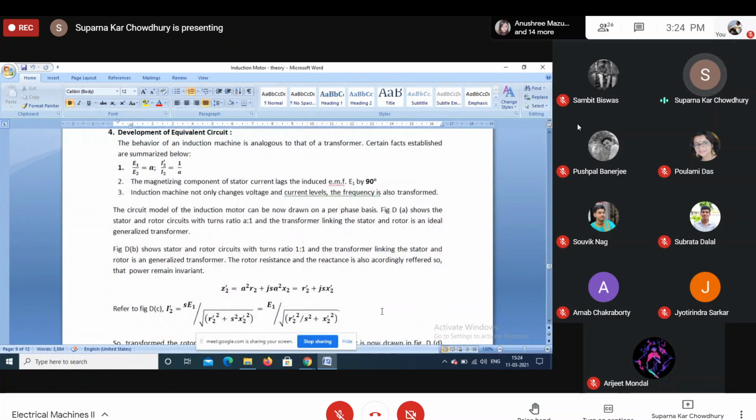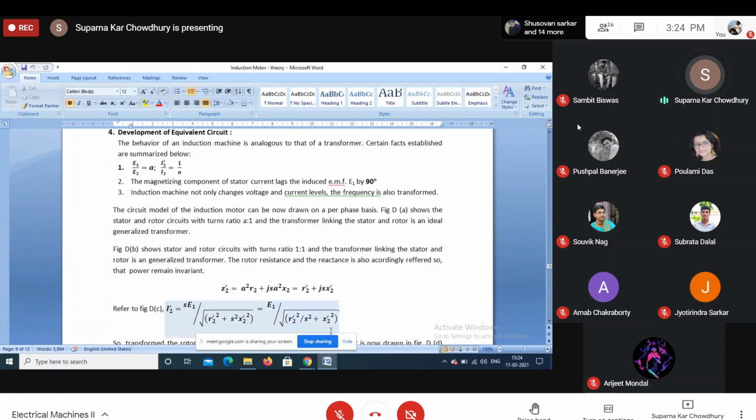And the induction machine not only changes voltage and current levels, the frequency also is transformed. And so we have seen that it is called the generalized transformer. That is, in a transformer, the voltage and current level changes in the secondary circuit, and in an induction motor, in the secondary circuit, voltage and current level as well as frequency change, because the absolute frequency of the secondary is something different. It is the slip frequency. The circuit model of the induction motor can now be drawn similar to that in the case of a transformer.